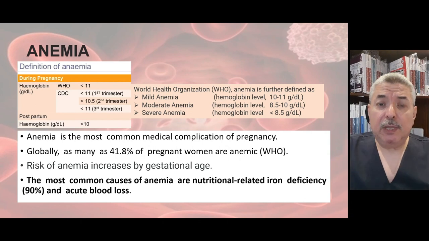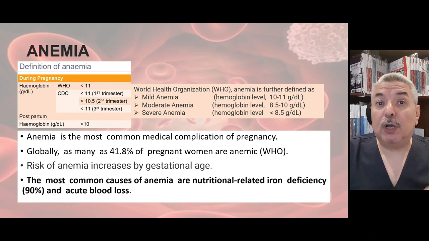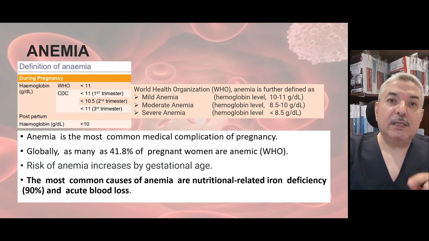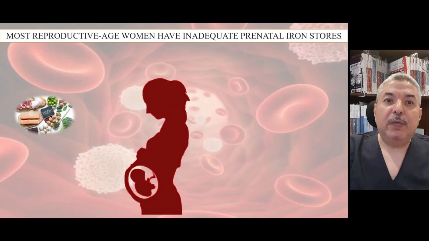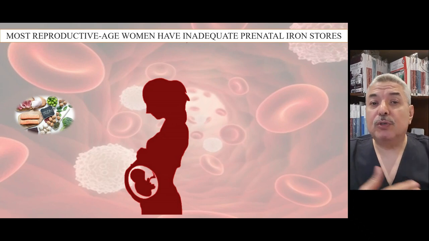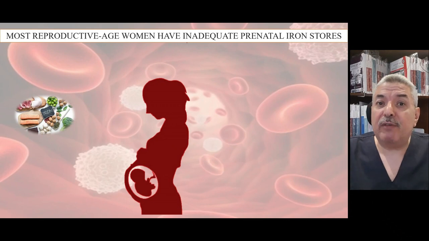The risk of anemia increases with gestational age. And the WHO, the CDC, the RCOG will tell you that the most common cause of anemia in pregnancy is nutritional. I beg to differ. No, it's not nutritional. Pregnancy itself is the cause of anemia because most reproductive age women have inadequate iron stores because of the menstrual cycle, the monthly menses. So most women don't have enough stores.